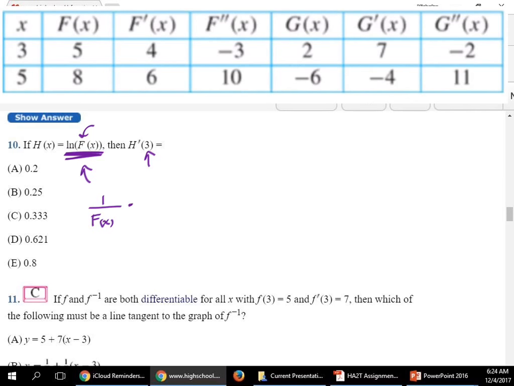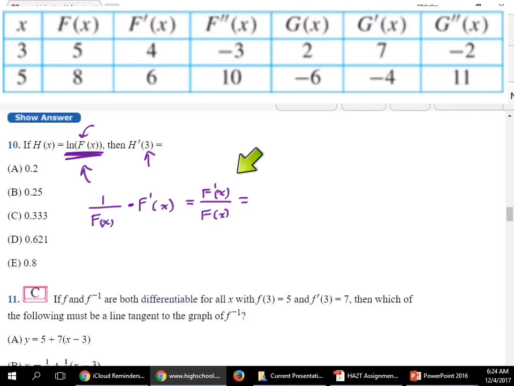And then we have to multiply this by the derivative of what's inside, which is f prime. All right, so we plug in our 3's to this stuff. Oh, I guess we could have just written f prime of x over f of x. We plug 3's into this.